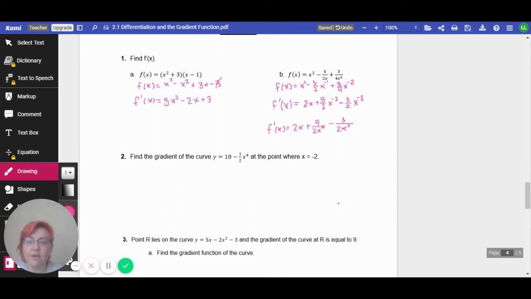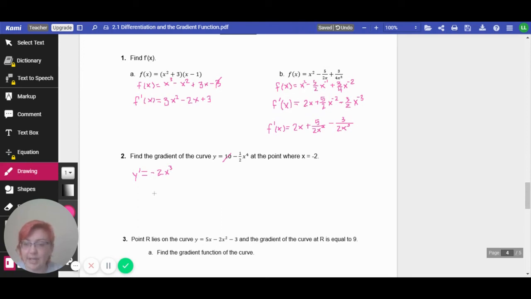All right, number 2. Let's find the gradient of the curve where x equals negative 2. Y prime equals, 10 is a constant, so it goes away. All right, n is 4, a is negative 1/2. 4 times negative 1/2 is negative 2. X to the n minus 1. 4 minus 1 is 3.